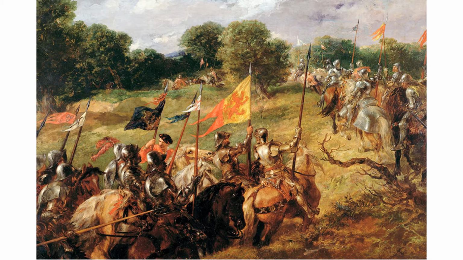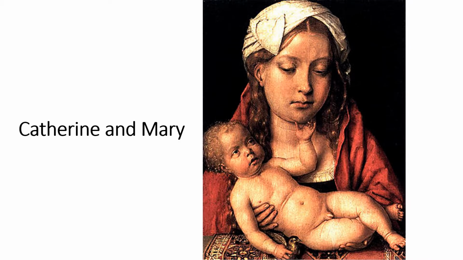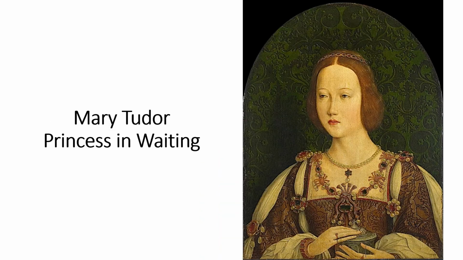Henry consoles himself by going to war with France. This is a recurring theme between England and France. Whenever there's a lull in the action, they go to war with each other. Catherine then gives birth to a daughter, Mary, but still, Henry has no son. Mary Tudor is the center of attention as the young princess. She's a happy and pretty young girl.